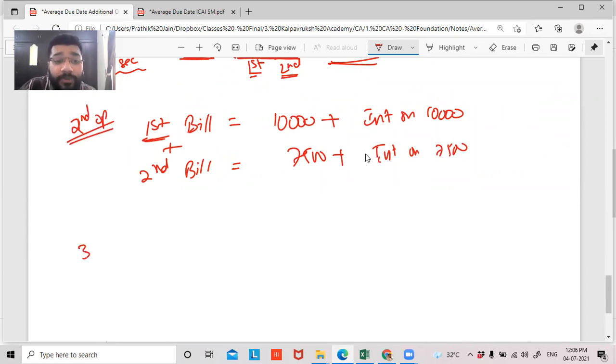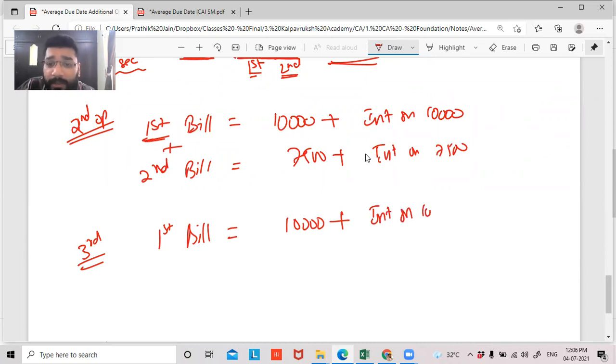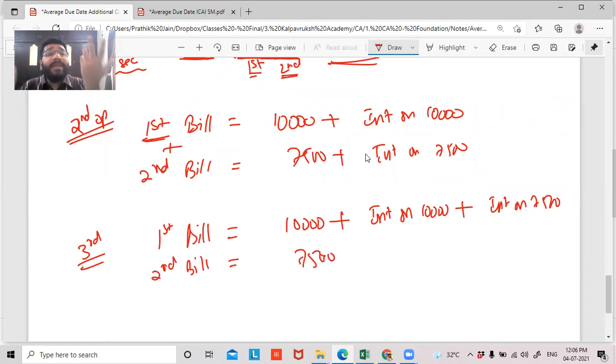How could be the third option? The question will say that in the first bill, please take the amount 10,000 rupees plus the interest on 10,000 plus the interest on 7,500. And in the second bill, it would be the amount of 7,500. Anyway, they can ask it, guys. This is the third option.